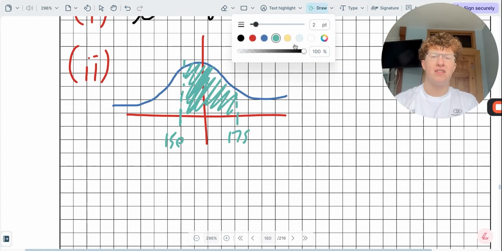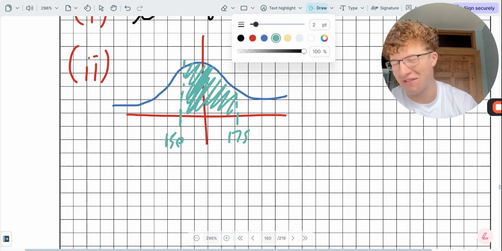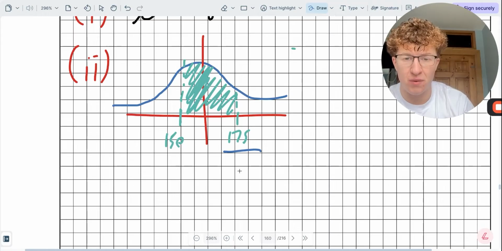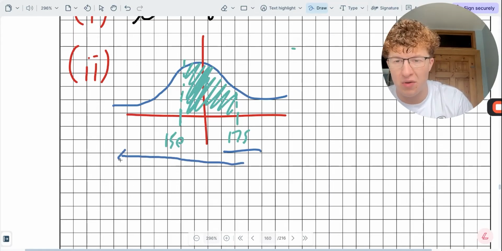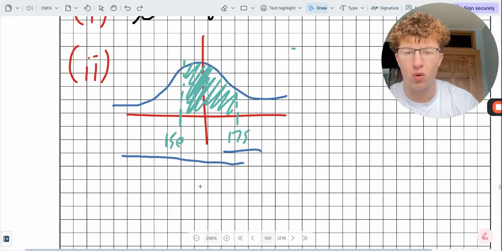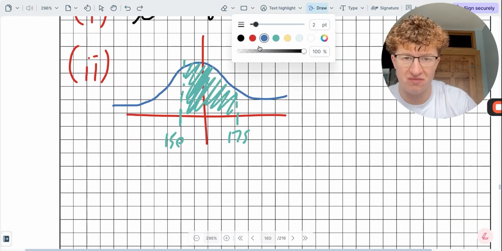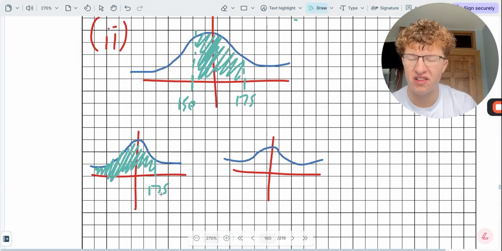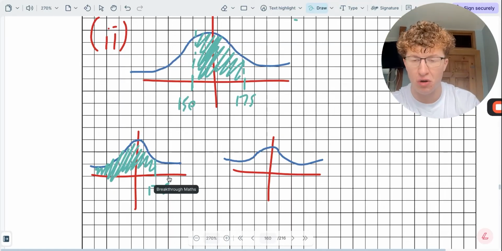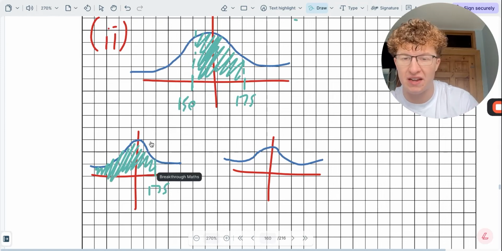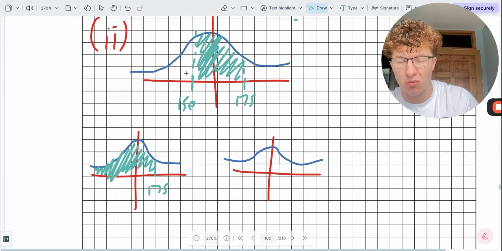And remember, the log tables give you the area to the left. So say if I was to convert this X value into a Z score, then I would get the whole area down to the left here. But I only want the area down to the 150. So what I could do, I'm going to draw two more distributions. Okay, so I've just drawn it again here. So if I was to get this X value, 175, if I was to convert that to a Z score and then get the value from the tables, I would get the area all the way down to the end here. But again, I only want the area down to this 150.